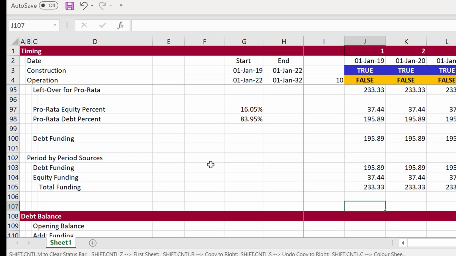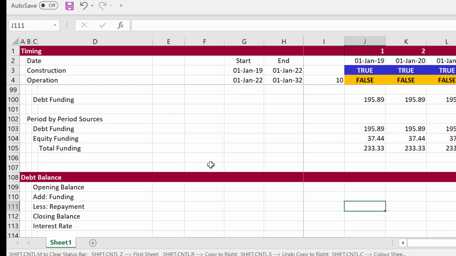Whatever. Okay. Now, once we're ready to go here, let's put the opening balance of the debt equal to the last period closing balance. Let's put the funding from up here. Funding is the debt funding, of course.